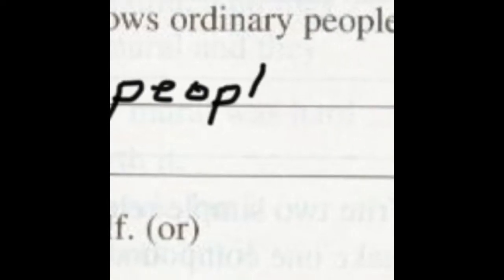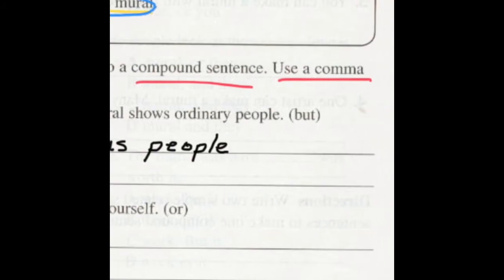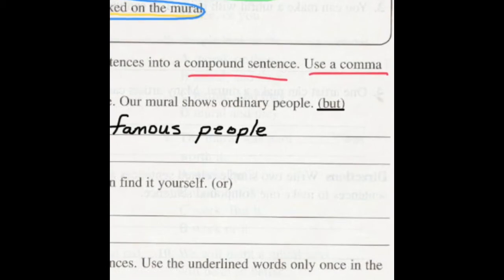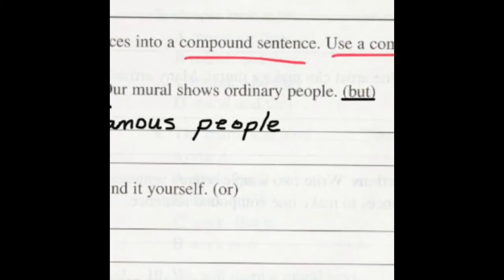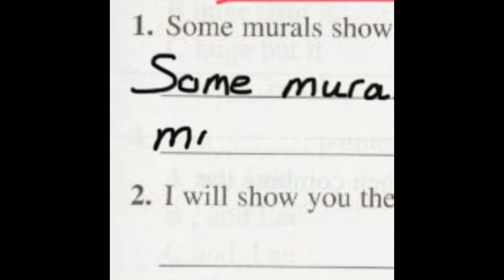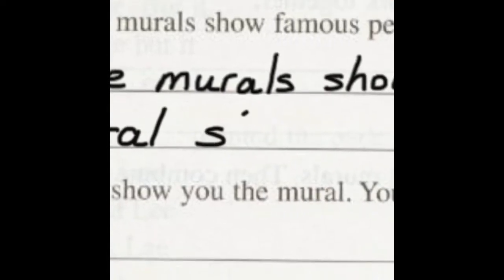And now I don't know which conjunction they want me to use, so after I finish writing people, I'll check what they want for the conjunction. And the conjunction they want us to use is but. So it's going to say some murals show famous people, but our mural shows ordinary people. And I need my comma, the conjunction, and now I can write the rest of the sentence. But our mural shows ordinary people.